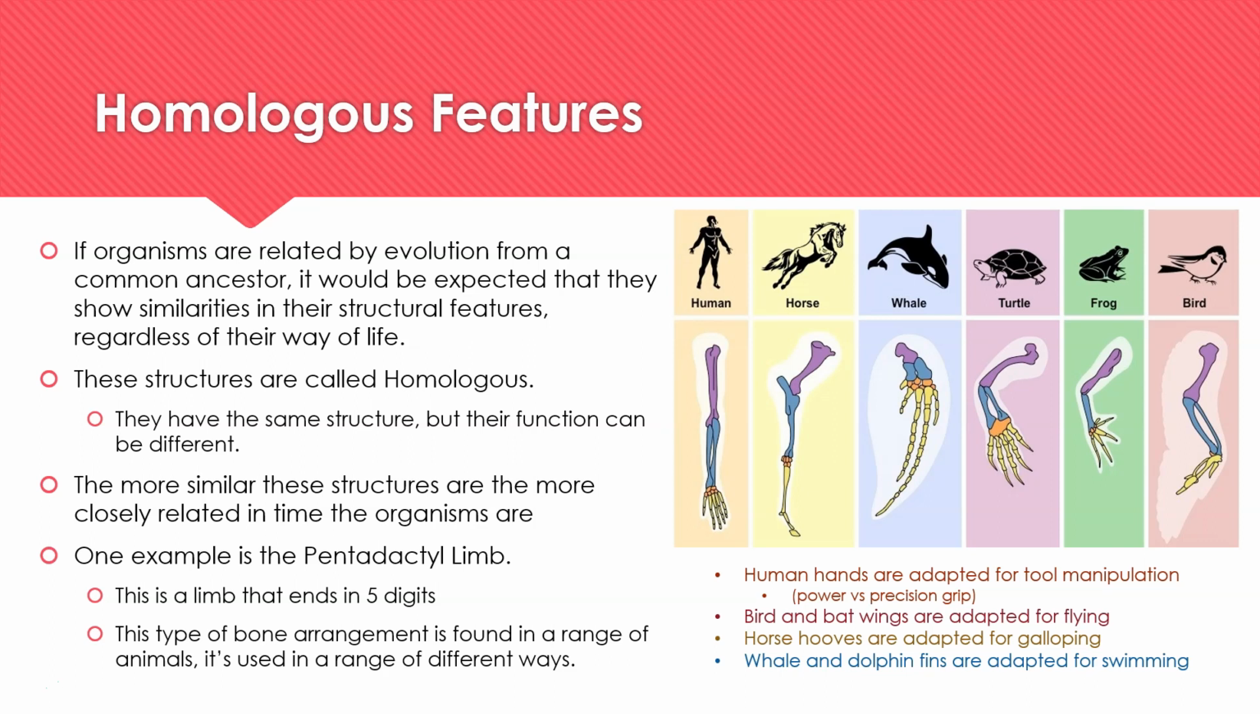Now, in these examples, they actually do very different things. Human hands are adapted for tool manipulation. We have a power grip and a precision grip, whether it's holding something precisely or with a lot of strength. Bird and bat wings are adapted to fly. Horse hooves are adapted for galloping. Whale and dolphin fins are adapted for swimming. Turtles obviously would be for swimming as well, maybe a bit of walking. Frogs for leaping off and pushing off things. So there's a range of different functions that these limbs are used for across these different animals, but their fundamental structure is consistent, and that's why they're considered homologous features.